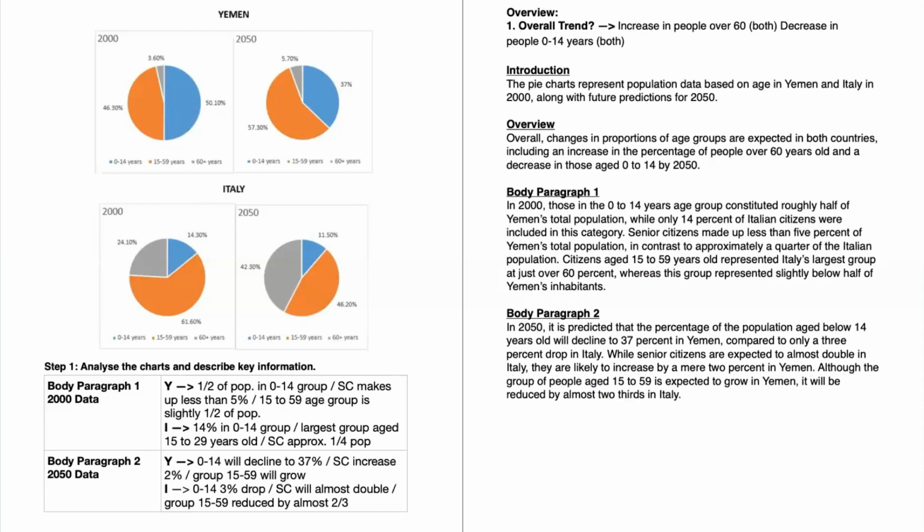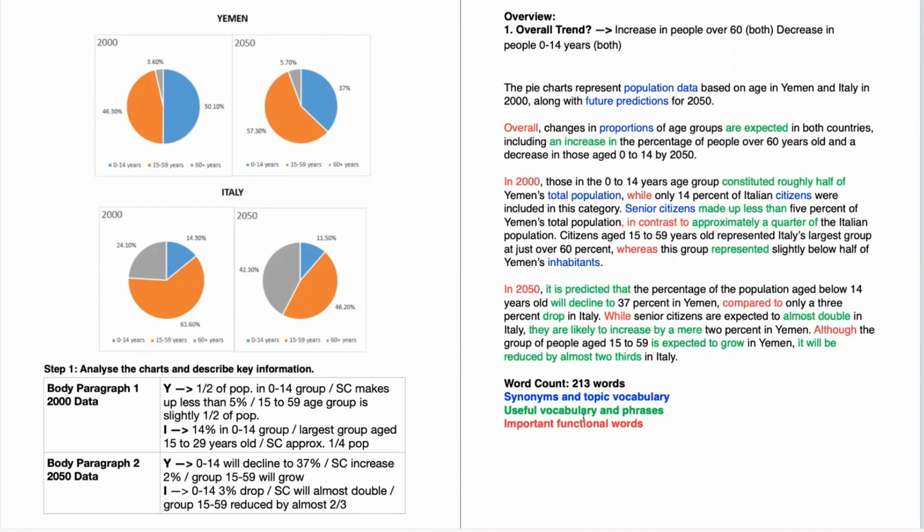And there you have it. We have followed our notes. It is very organized. We have all of our information that is relevant. We have our comparisons, and we are finished with this essay. Now I'm going to clean it up a little bit and show you the language and the word count. Now you see I've color-coded the synonyms and topic vocabulary in blue, useful vocabulary and phrases in green, and important functional words in red.